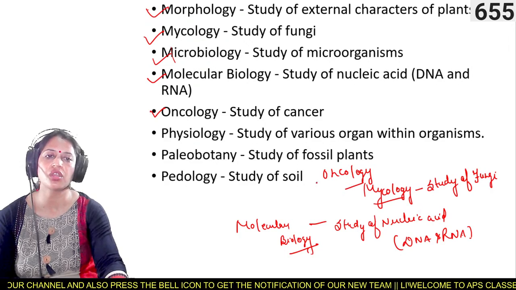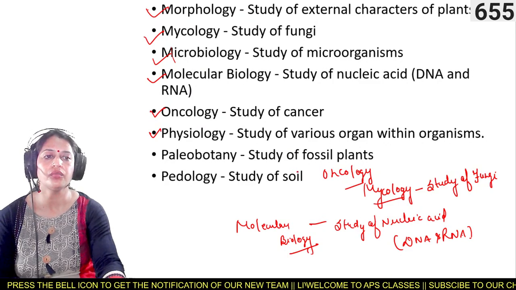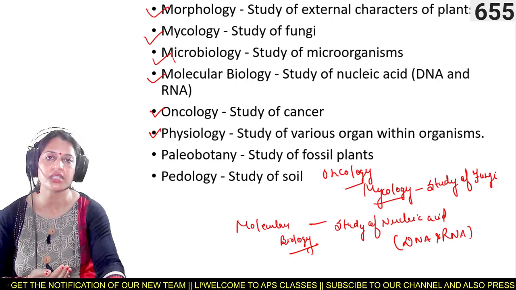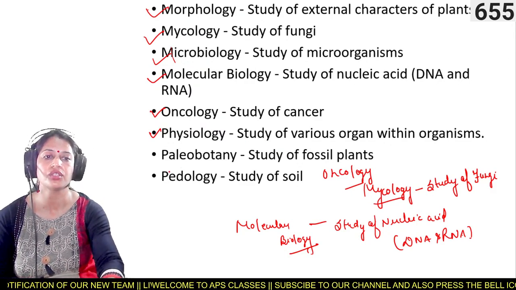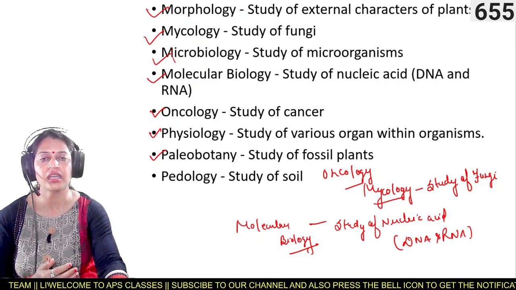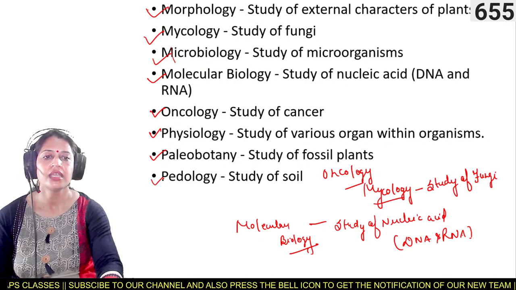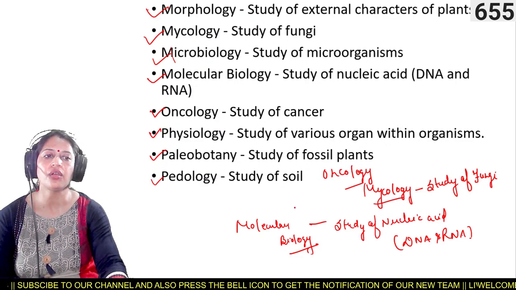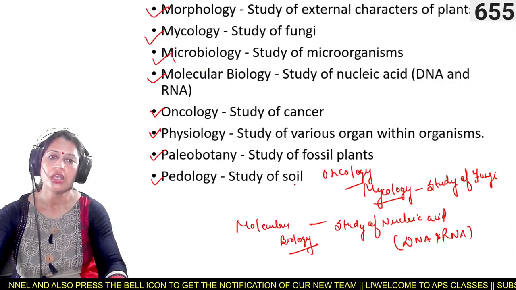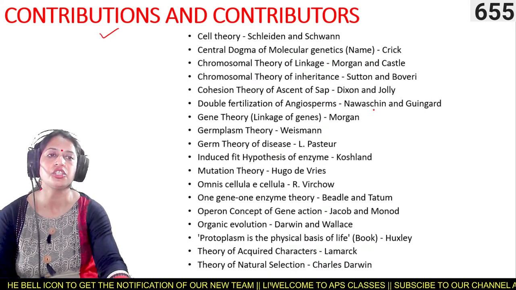Next is physiology. What do you mean by the branch of biology that is physiology? That means the study of the various organs within the organism. That branch of biology is known as physiology. Next is paleobotany: the study of various types of fossil plants comes under paleobotany. And the last is pedology, that is the study of the soil. The study of soil comes under pedology. So all these are the branches of biology.